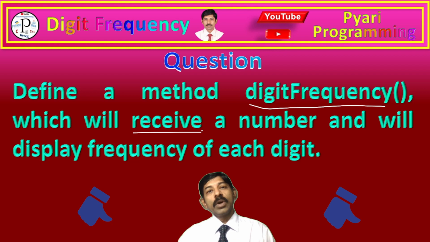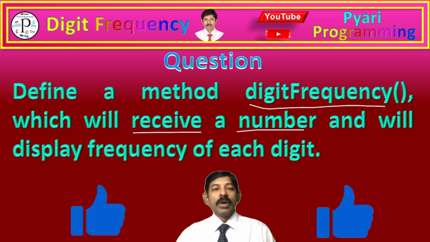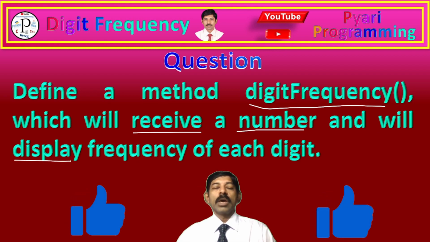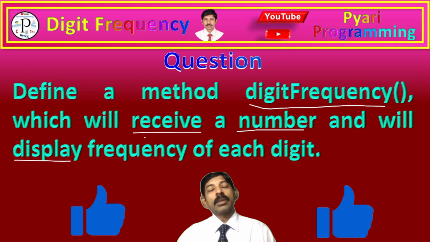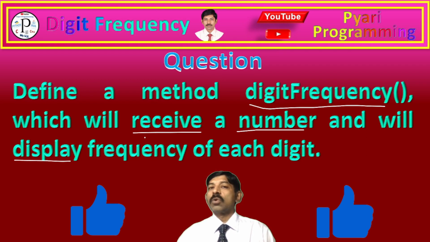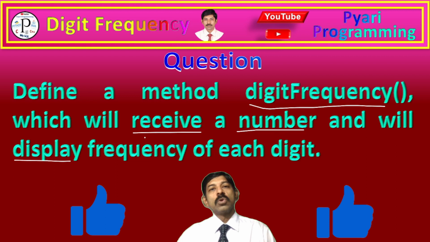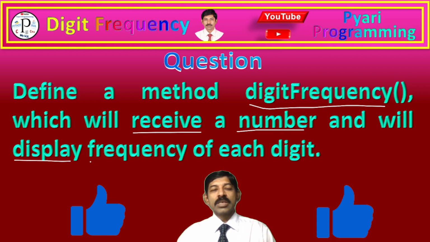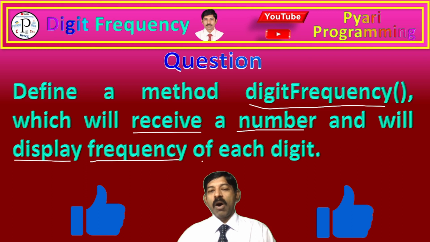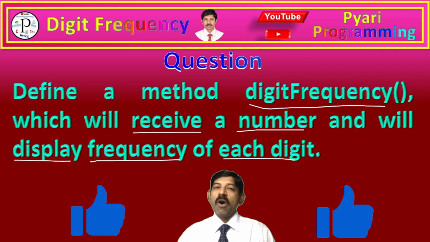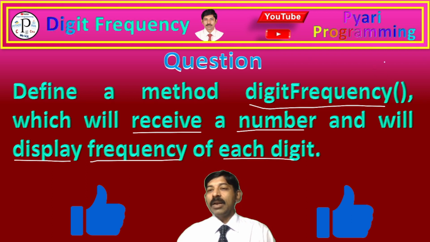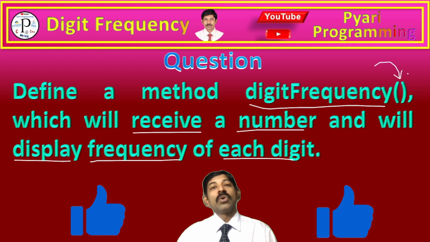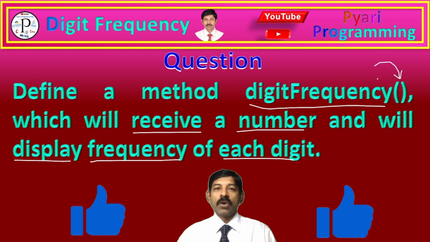That means with a parameter, and will display. Now it is talking about display. That means the method is going to display. The method is not going to return any value, so its return type must be void. What is it going to display? Frequency of each digit of the given number as a parameter. So these are the conclusions that we got from this question.